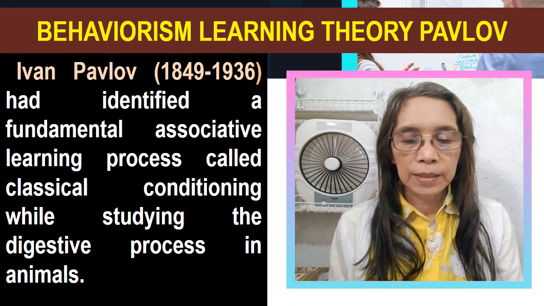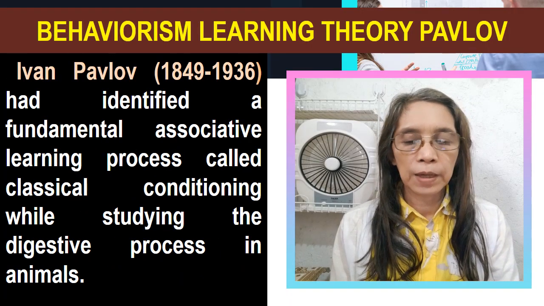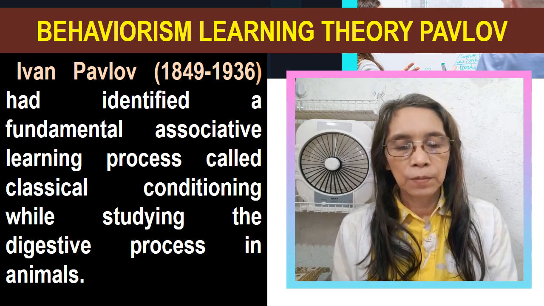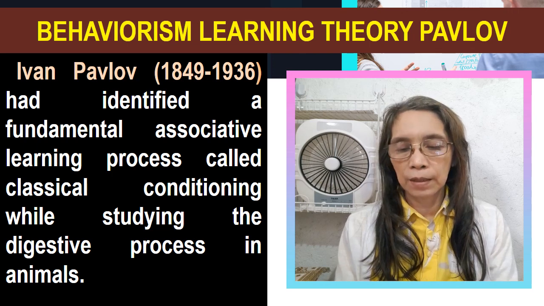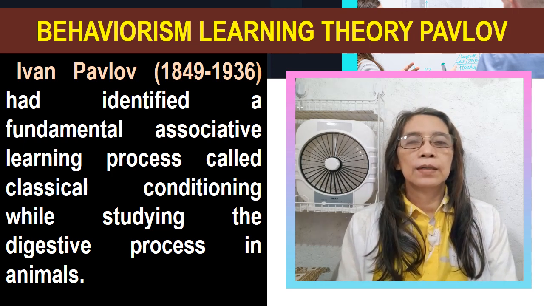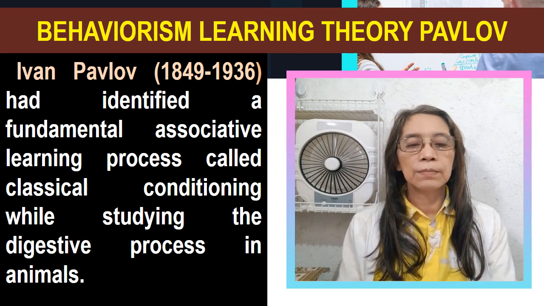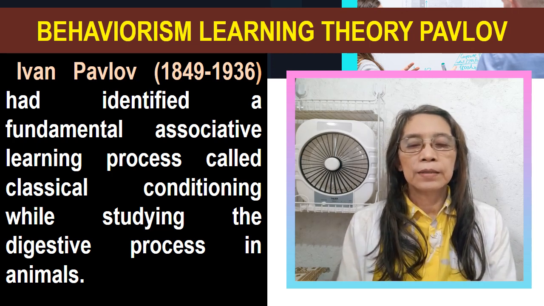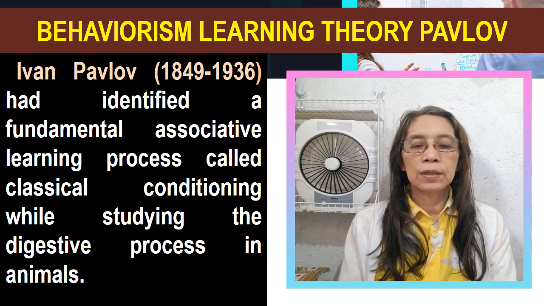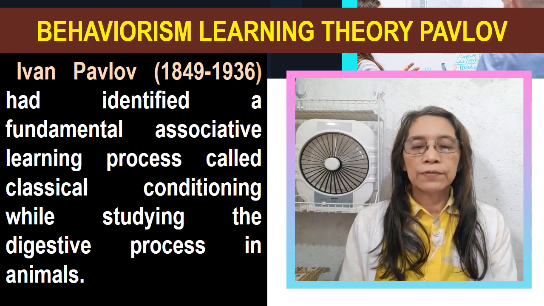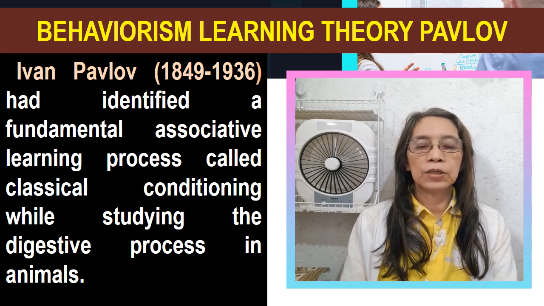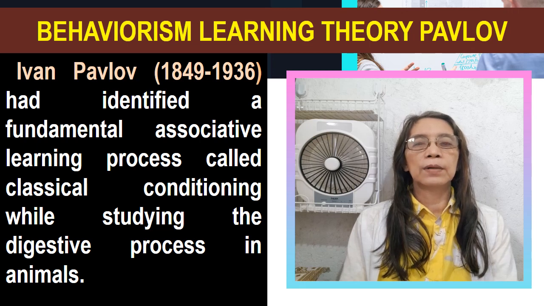The four main psychologists who led to behaviorist theory development were Pavlov, Watson, Skinner, and Thorndike. My next topic is about behaviorism learning theory, Pavlov. Ivan Pavlov, 1849 to 1936, identified a fundamental associative learning process called classical conditioning while studying the digestive process in animals.